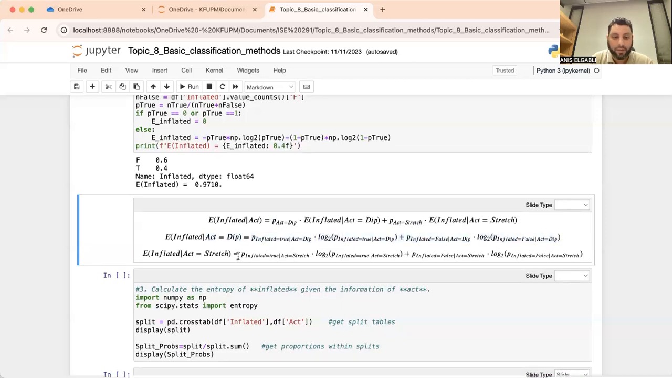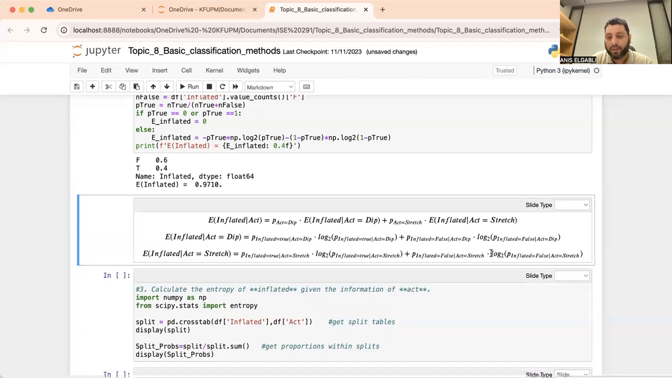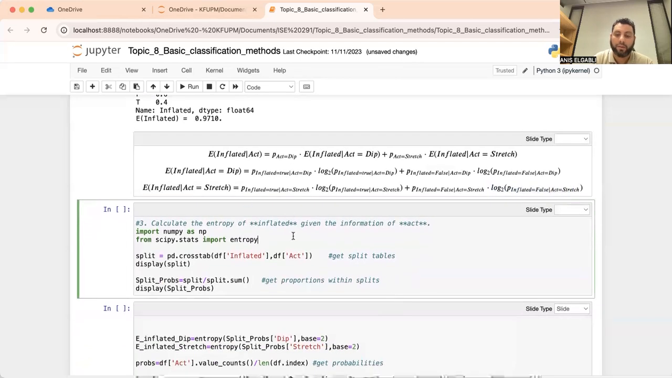We do the same for stretch here. The probability of inflated given act is equal to stretch. Inflated is either true or false for those samples in which act is equal to stretch. So then the probability of inflated equal to true, given act is equal to stretch, times the log 2 of that, plus the probability of inflated equal to false, given act is equal to stretch, times log 2 of that. Now let's look at how we do it using Python.